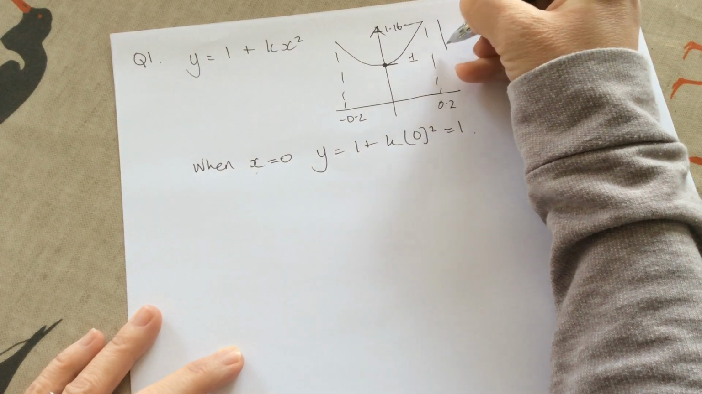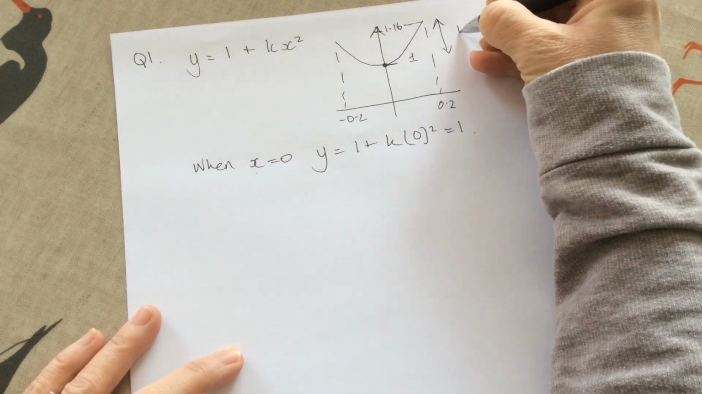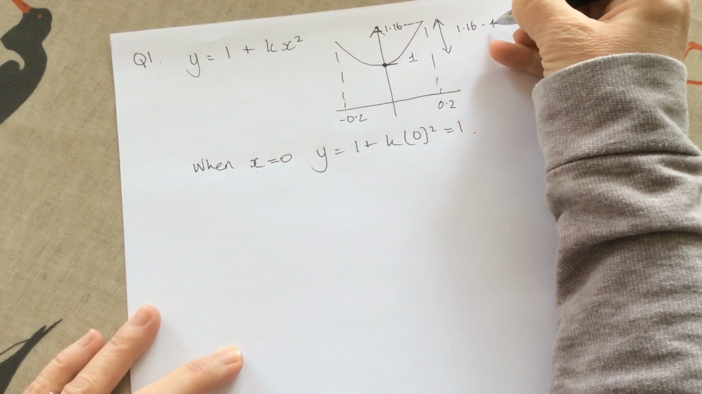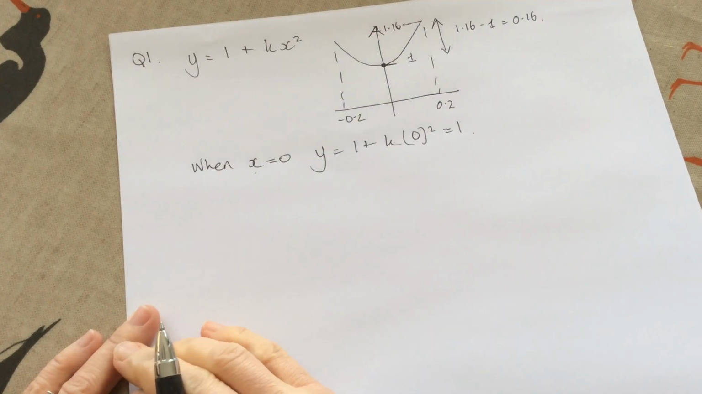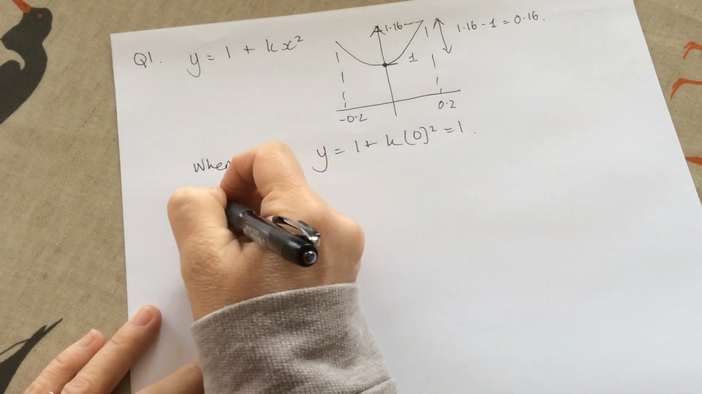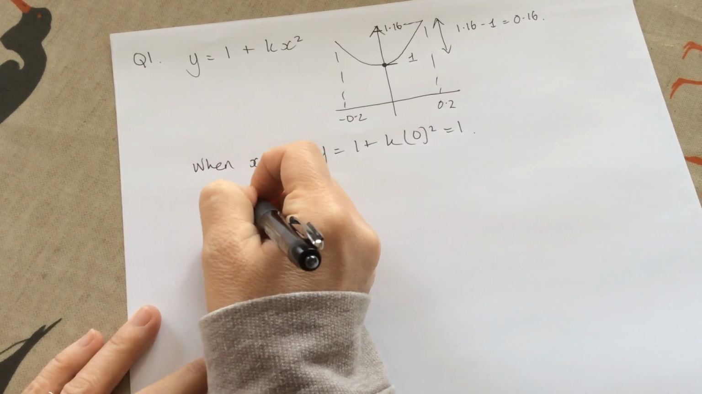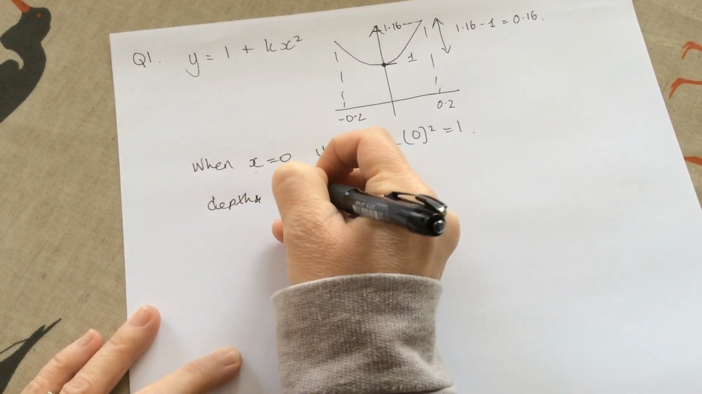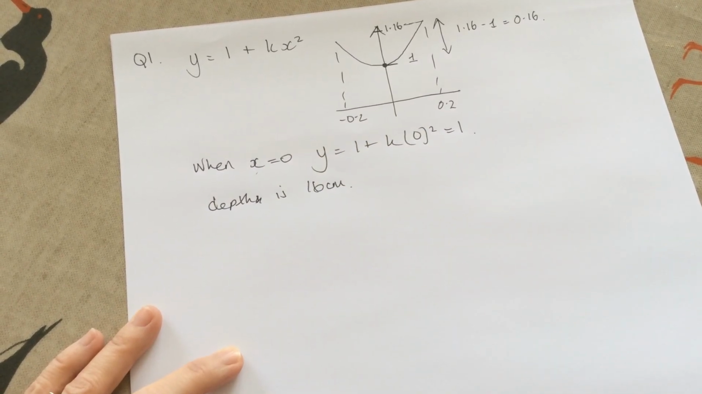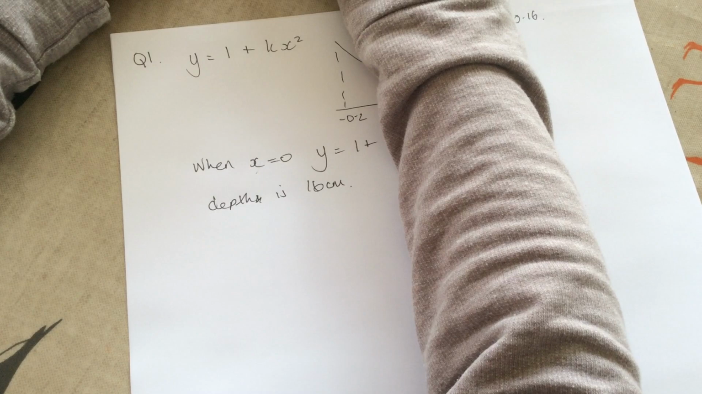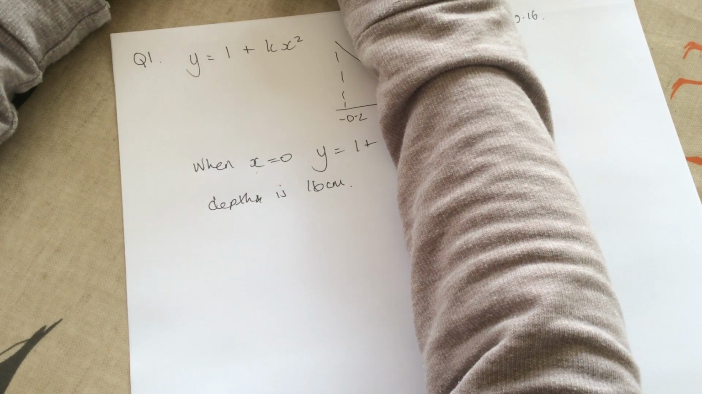And therefore the depth of the bird bath is going to be the difference between those two y values, in other words 0.16 metres, which means that the depth is 16 centimetres. Okay, so that was just for 1 mark.